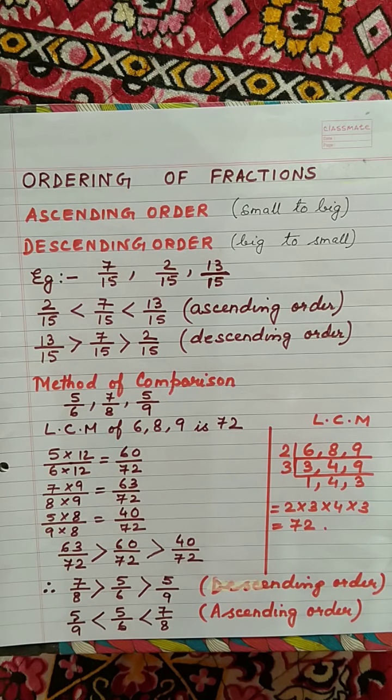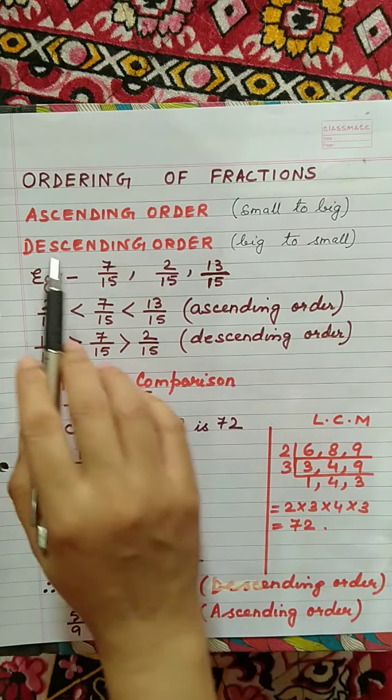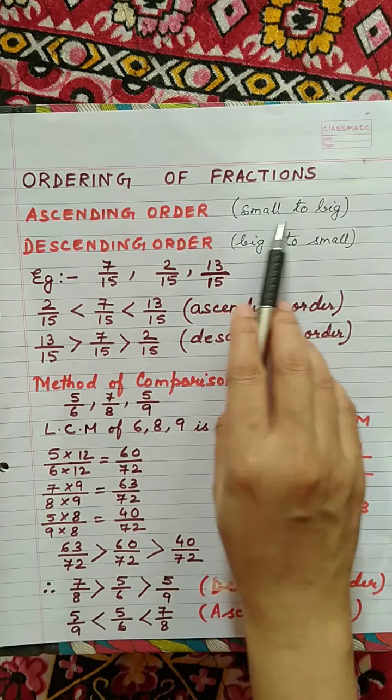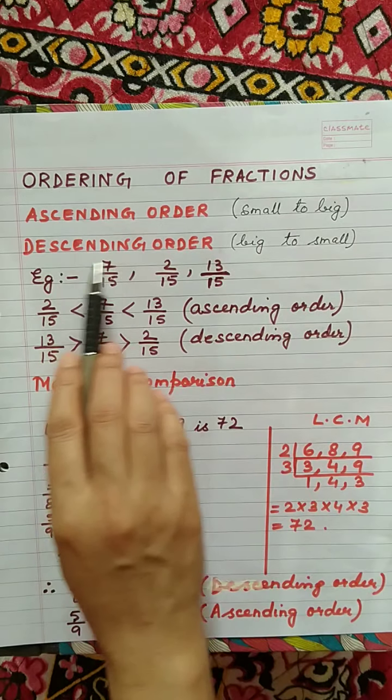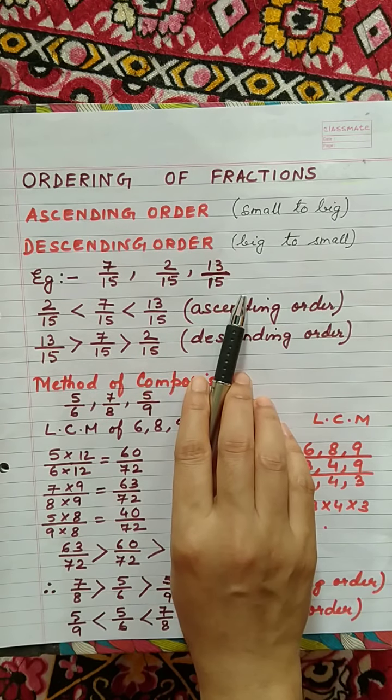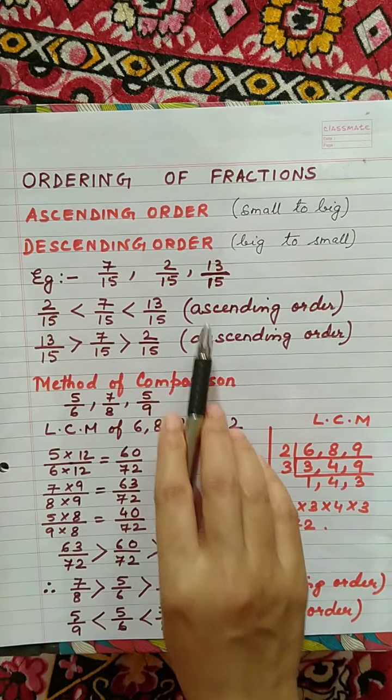Next we have ordering of fractions. Now ordering means ascending order and descending order. Ascending order is from small to big and descending order is from big to small. We have a set of like fractions here. Let us see how we order them.